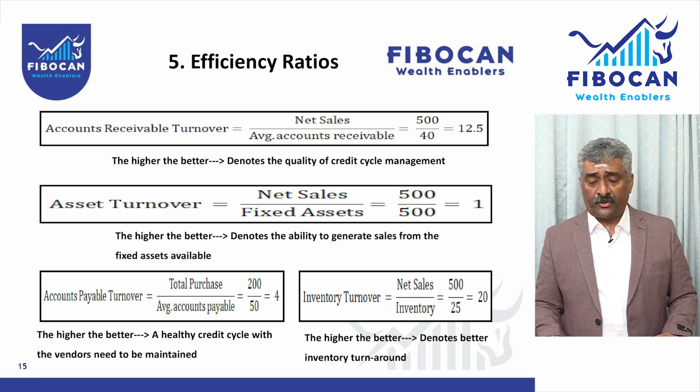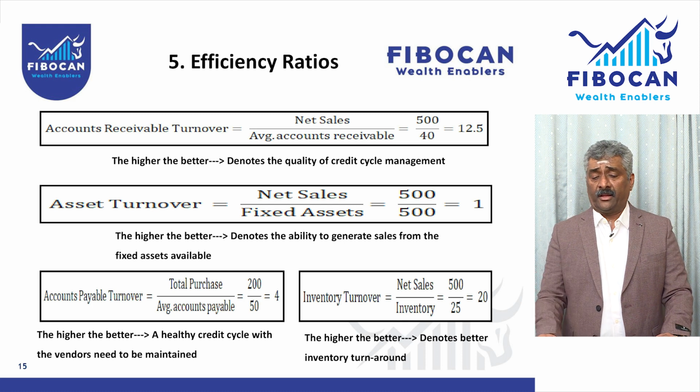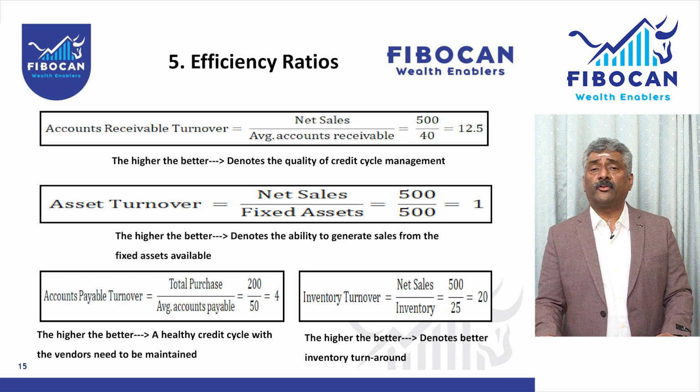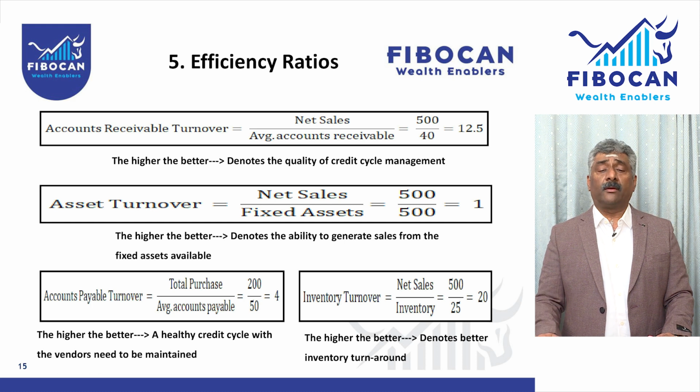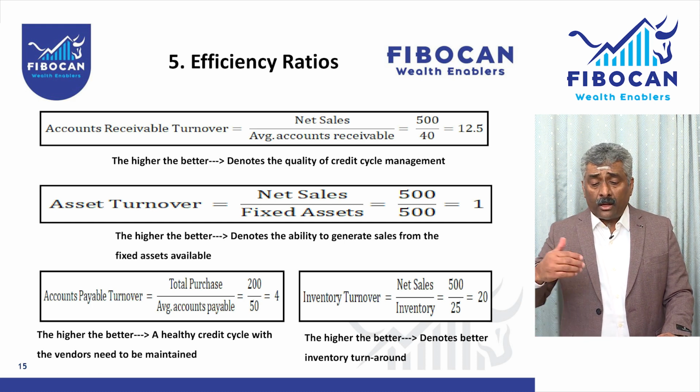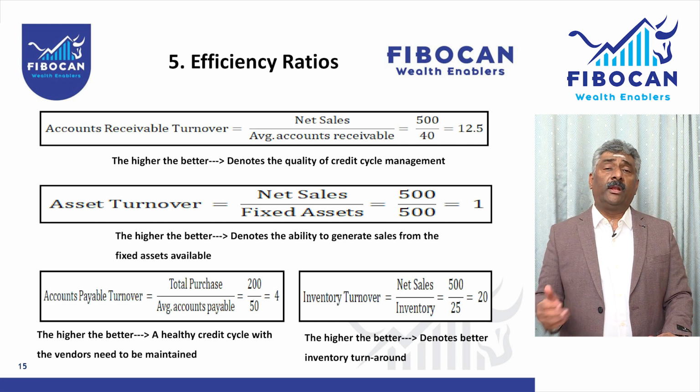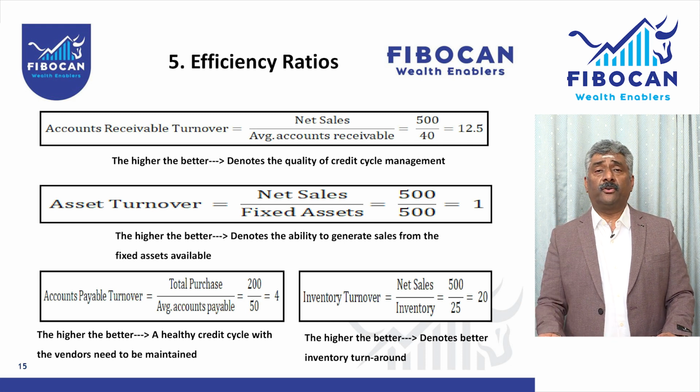Inventory turnover ratio. So, sales by inventory. In this example 500 by 25, which is 20. Higher the better denotes higher inventory turnover, that means less inventory and we are converting it quickly into sales. So, the higher the ratio, the better.